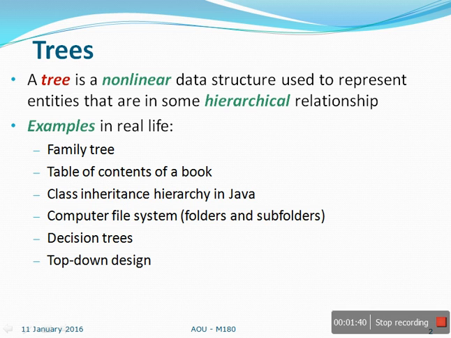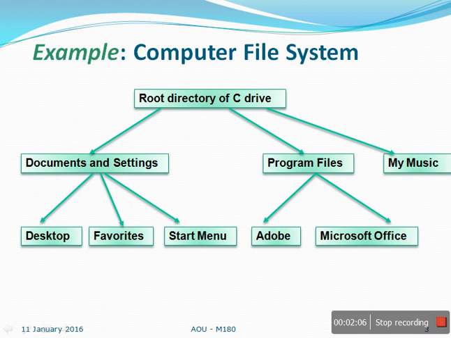Also, class inheritance in Java, where you have the base class, the root class, that is the Object class, from which the other classes come. A computer file system, for example, where you have folders and subfolders that finally lead to files. In the same fashion, decision trees and top-down design. Here is an example of a tree, showing the computer file system starting from the root directory, that is C. The C drive has different folders and different subfolders and so on.